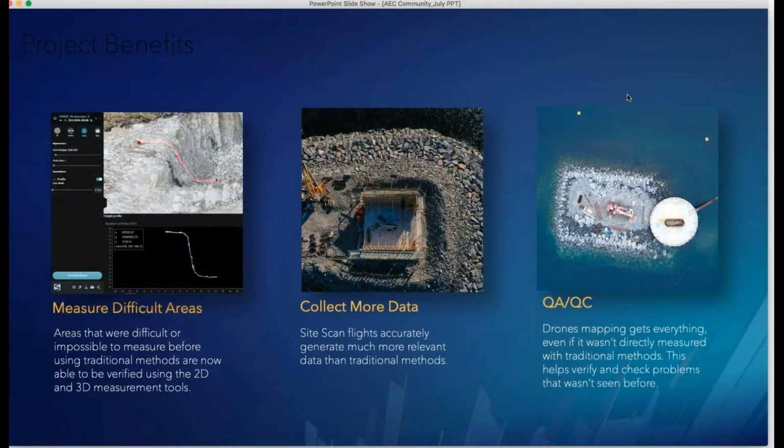So these are some of the highlights that they brought up, and one of them is being able to measure difficult areas. There are workflows that were previously done by laser scanners that they're now able to automatically do with drones, and one of them is being able to measure cliffs like this. Collecting more data is a lot easier. Being able to fly is a lot simpler than trudging around a total station or a LiDAR scanner. And being able to QA, QC everything.